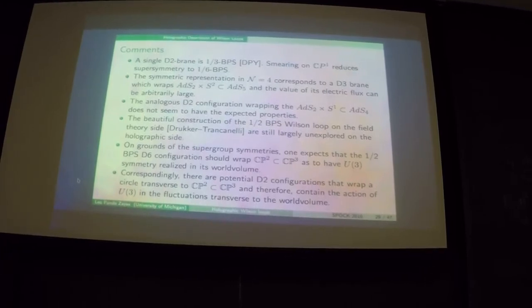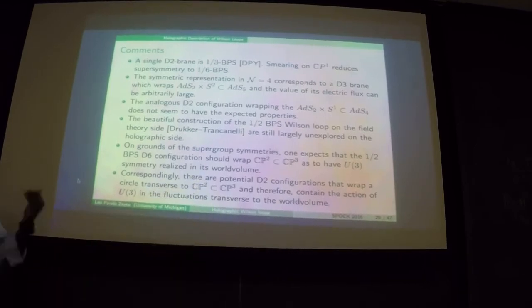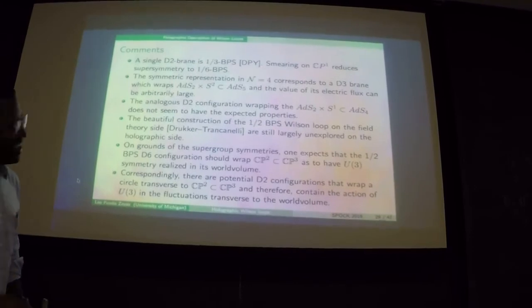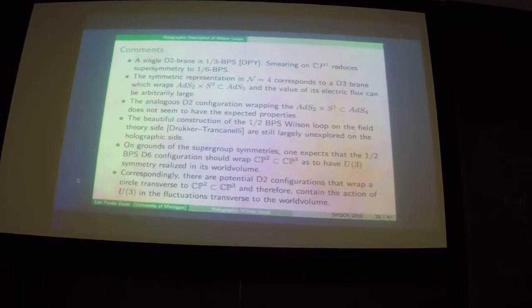In particular, all these half BPS objects must correspond to either a D2 brane that wraps a circle inside CP3 so that it has CP2 transverse, or a D6 that completely wraps CP2. These objects are not in this description, but they are useful. Some of these remarks are very technical, but the main take-home is that even at the classical level, there seem to be a few configurations in ABJM that should correspond to Wilson loops that have not been constructed at the moment.